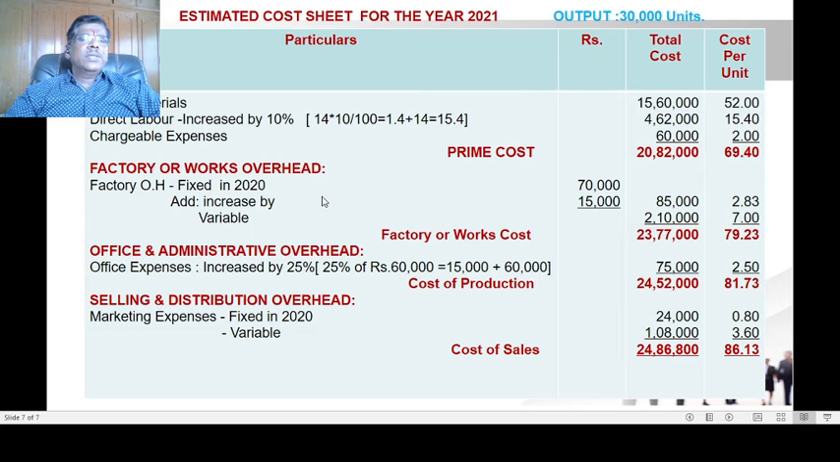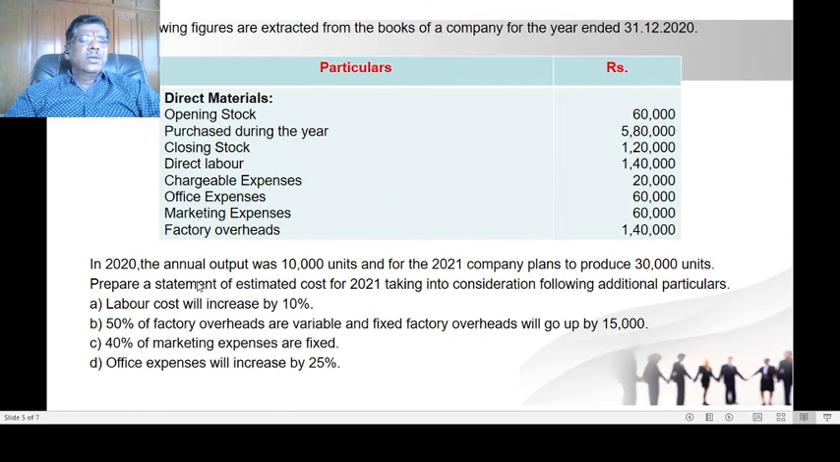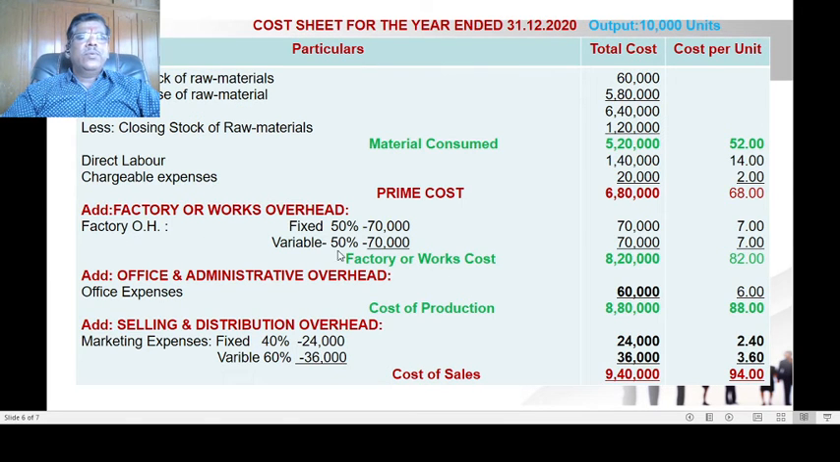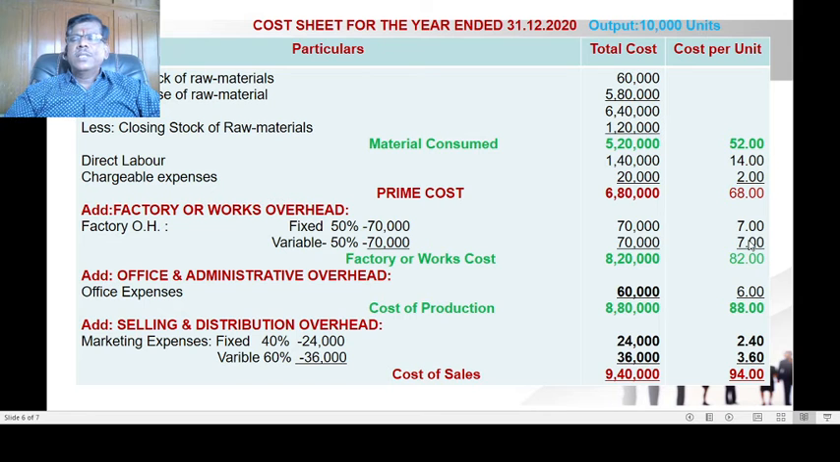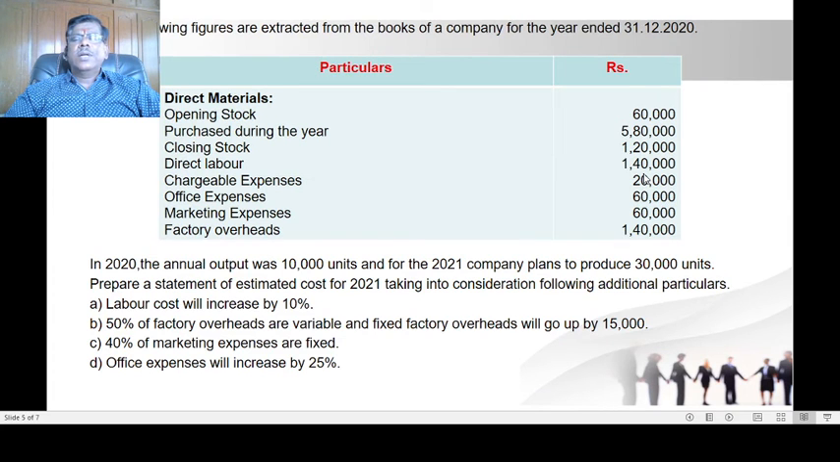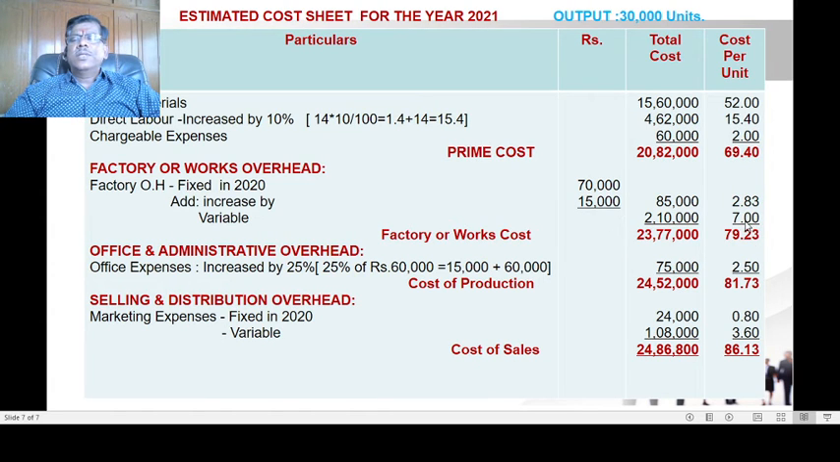Factory overheads have increased. According to the instructions, 50% of factory overheads are variable, and fixed factory overheads will go up by 15,000. Here 50% is fixed in nature, in year 2020 it was 70,000, increased by 15,000, you will get 85,000. Then variable cost is 7 rupees per unit. 7 into 30,000, you will get 2 lakhs 10,000.